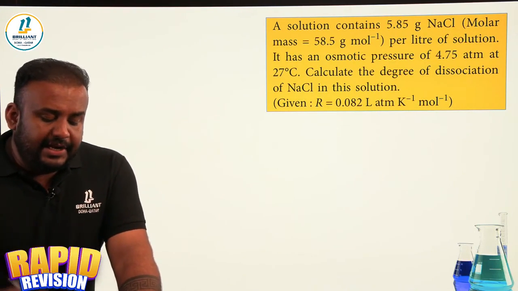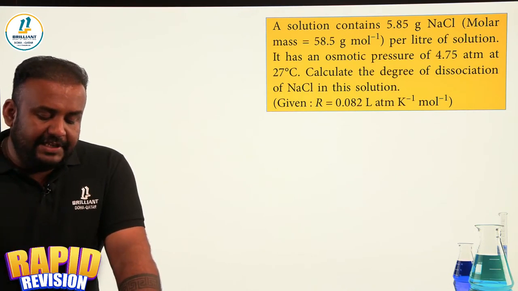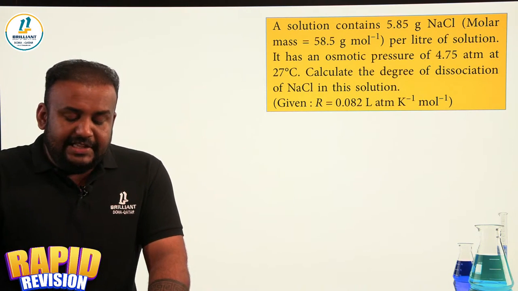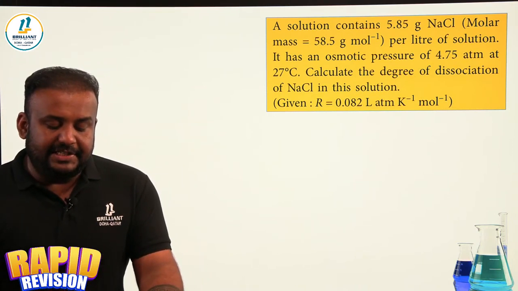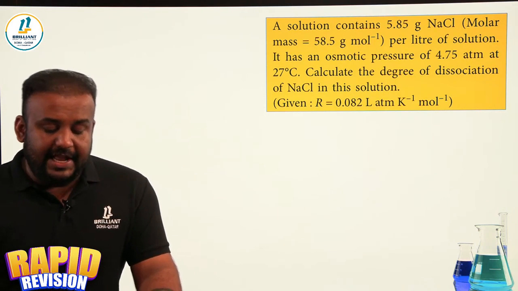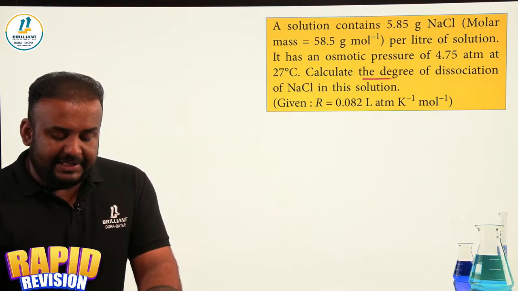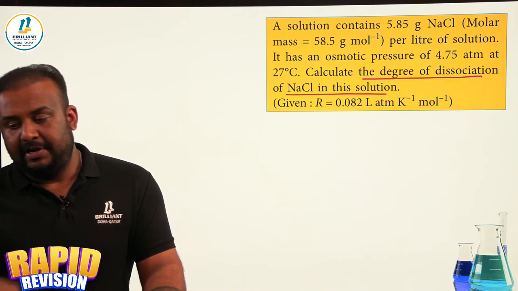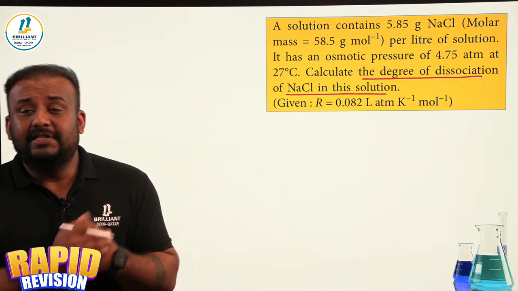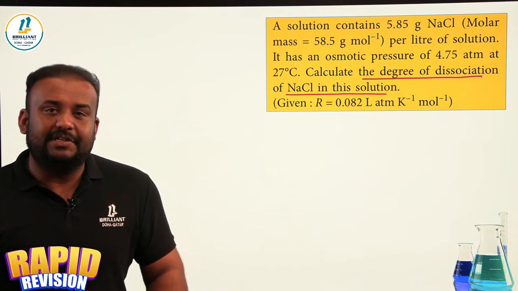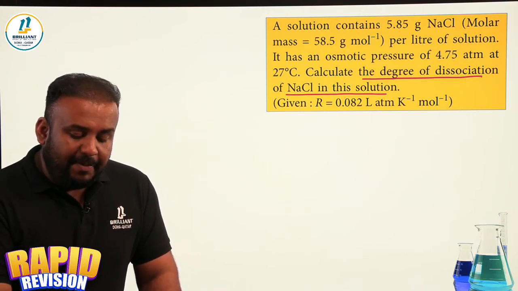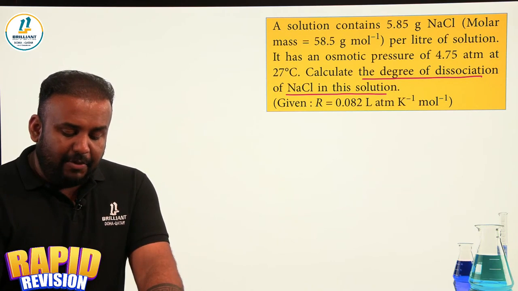A solution contains 5.85 gram of NaCl per liter of solution. It has an osmotic pressure of 4.75 atm at 27 degrees Celsius. Calculate the degree of dissociation of NaCl in this solution. Look at this. This is the numerical where you are going to apply that degree of dissociation formula. Everybody, please focus on this numerical. It's a very important question.